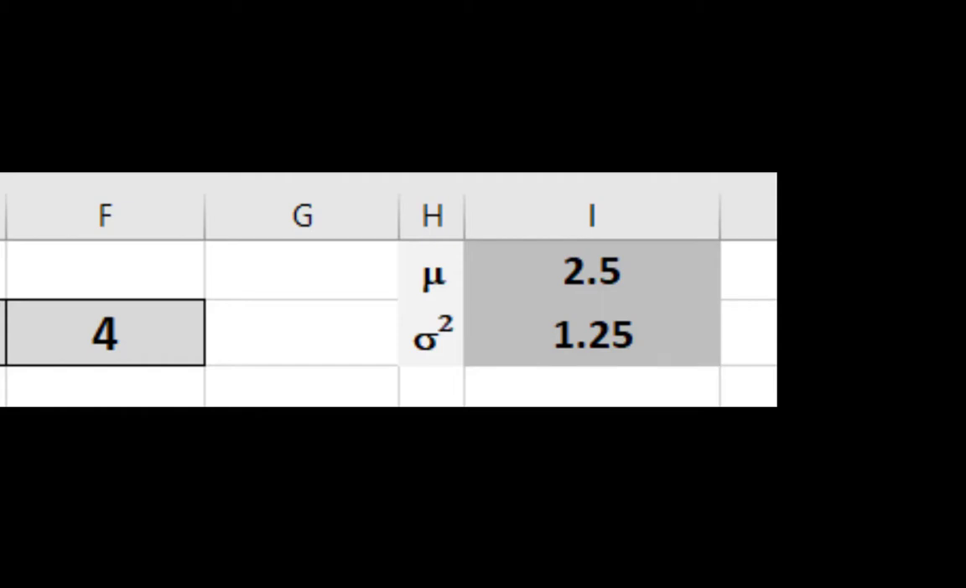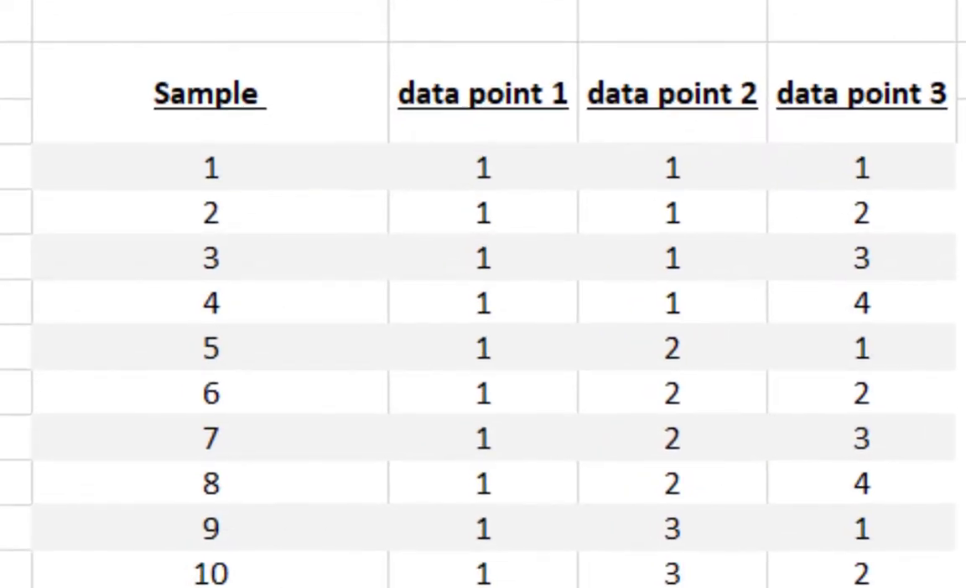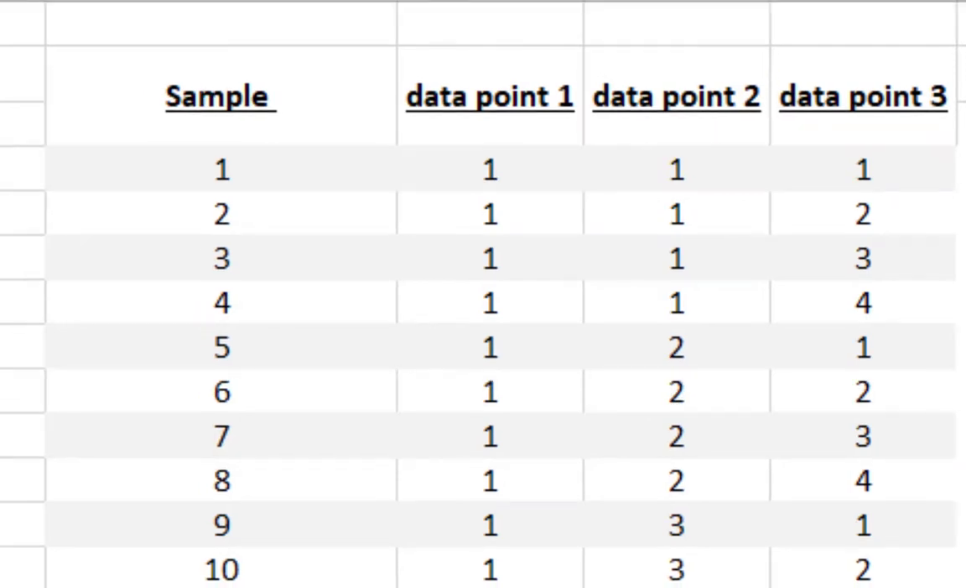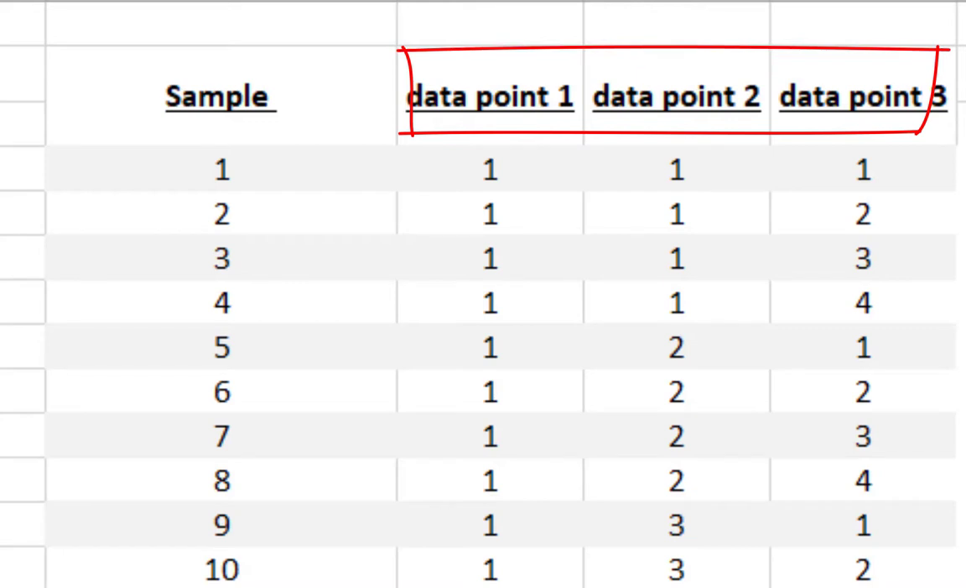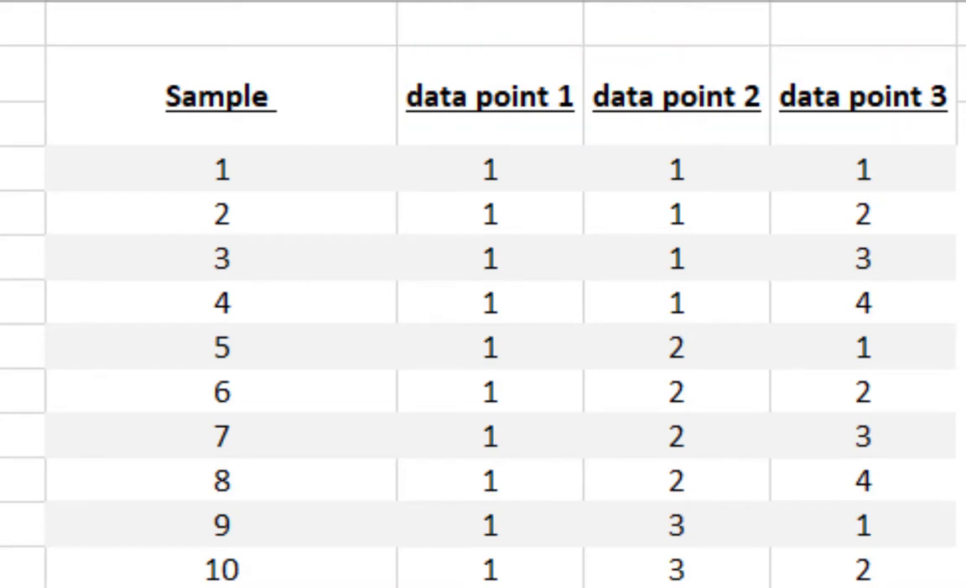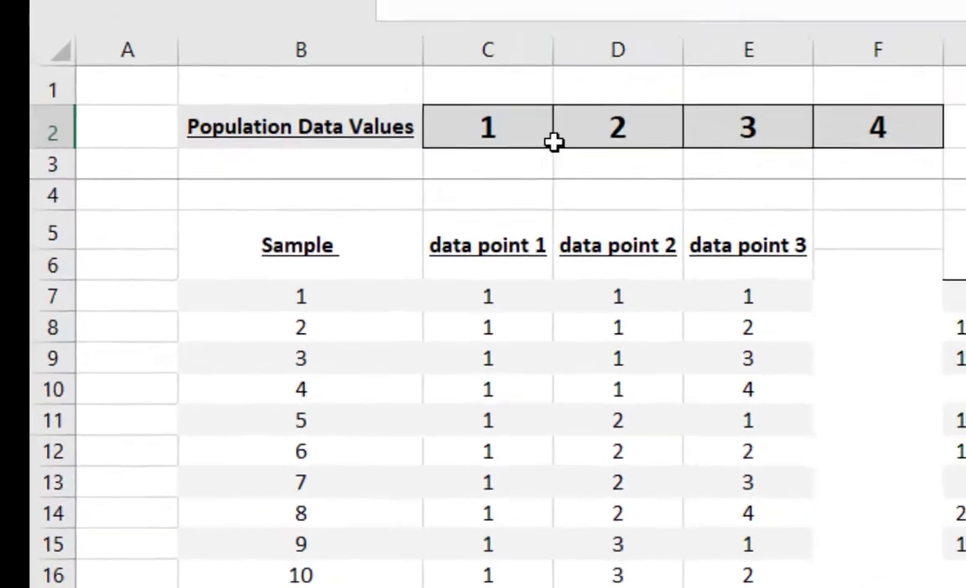So down below this, I have listed out in columns B, C, D, and E every single possible sample I could draw from that population. The samples I'm choosing are of size 3. I was going to use size 2, but that was only going to be 16. If I used size 3, I end up with 64. I didn't want to use size 4, that's 256, and I was getting tired of coding at that point. So I just drew a sample of size 3 from this population.